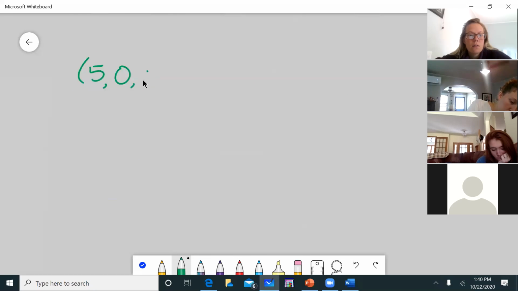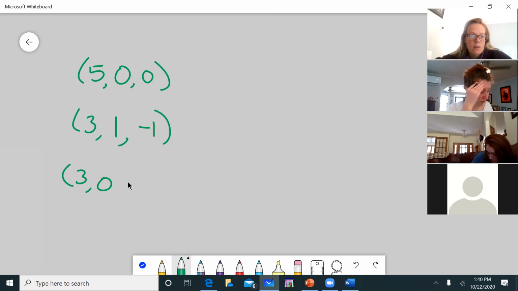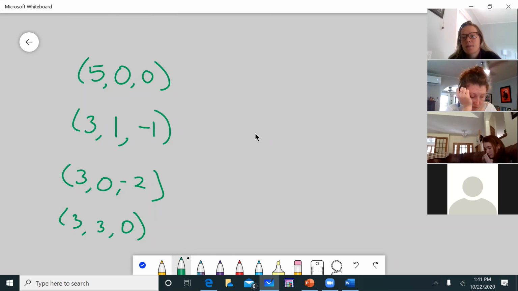5, 0, 0, 3, 1, -1, 3, 0, -2, 3, 3, 0. So tell me if these are possible options. First look at what floor you're on, then tell me, is that shape okay on that floor? Are we allowed? And then is that orientation making sense?